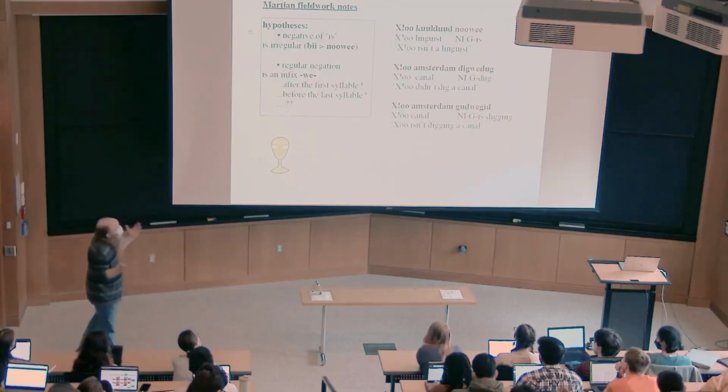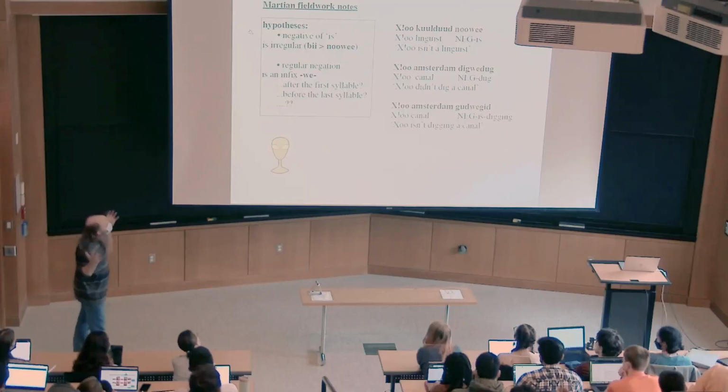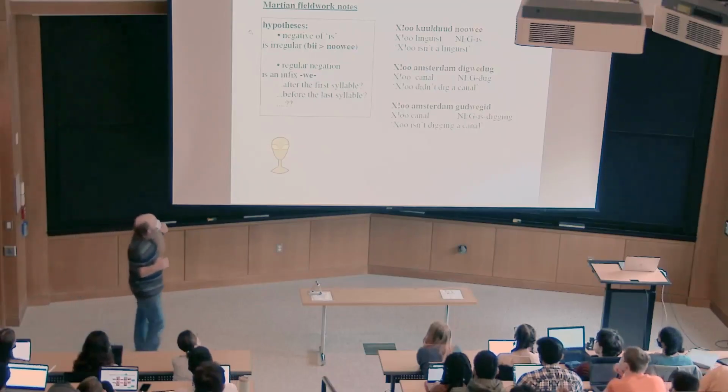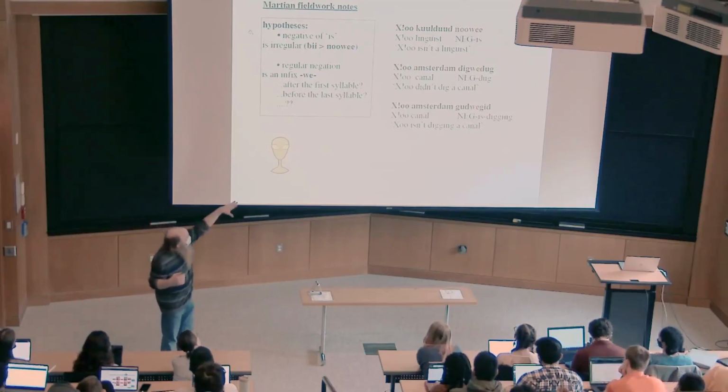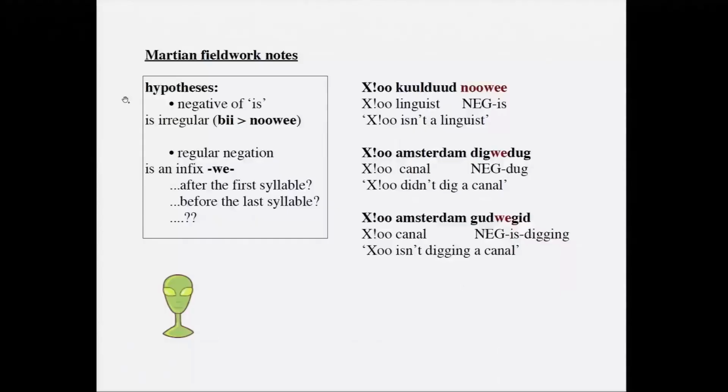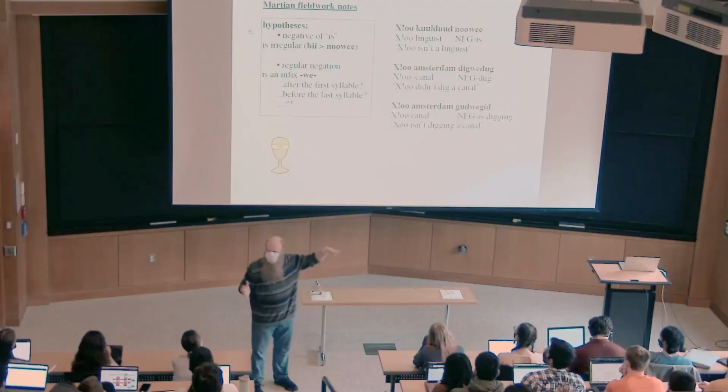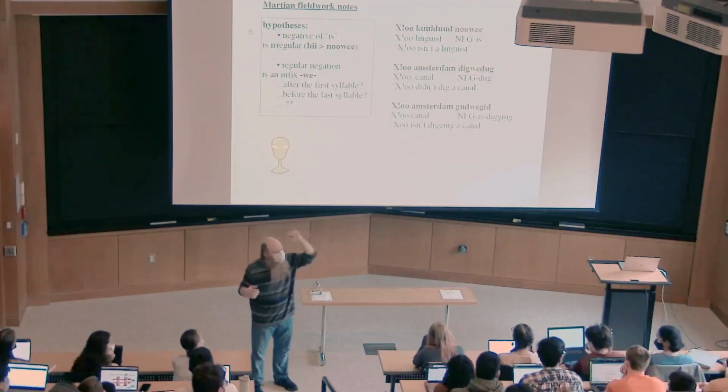And at this point, we might have a number of hypotheses about where we goes. I've put a couple of them up here. Sorry, I should have made you guys generate the hypotheses. Maybe we could think that we goes after the first syllable. So you start with digdug, and you get digwedug. Or maybe that it goes before the last syllable. So you start with digdug, and you get digwedug. That covers those 2 bits of data. Anybody have another hypothesis they want to float about where we goes? Yeah?